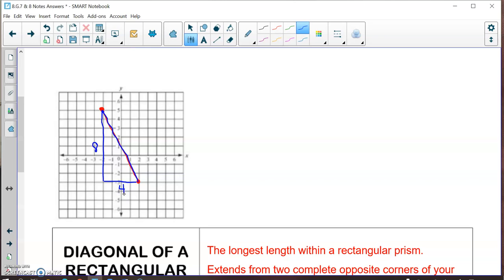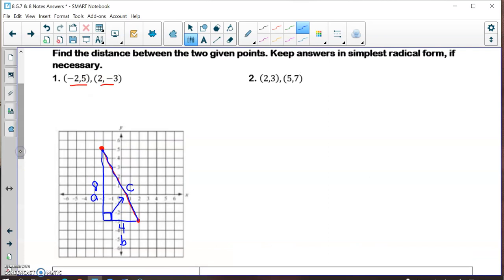And guess what? A vertical and horizontal line create a right angle, a 90-degree angle. And so we technically have a right triangle, and we are going to be finding the hypotenuse of this right triangle. I'm going to label my side length of 8 a, my side length of 4 b, and now I'm going to use the Pythagorean theorem.